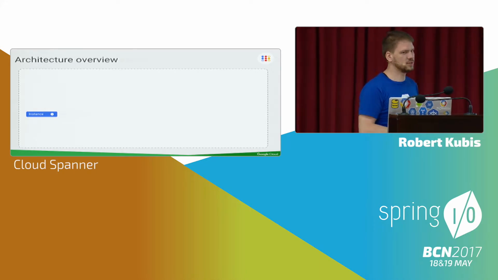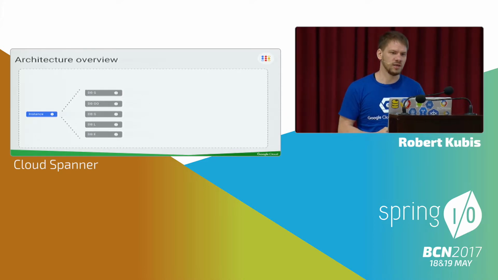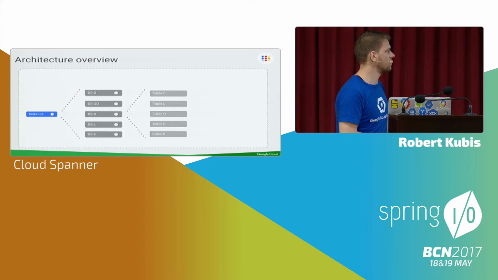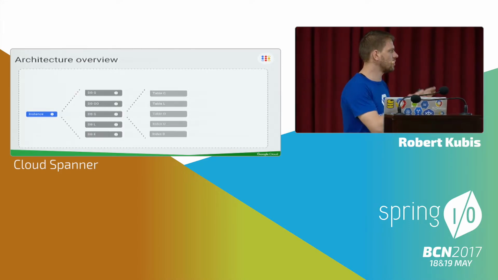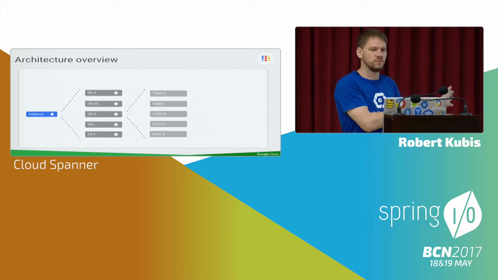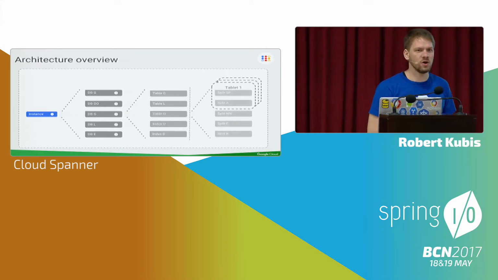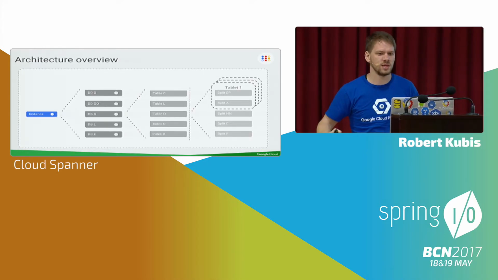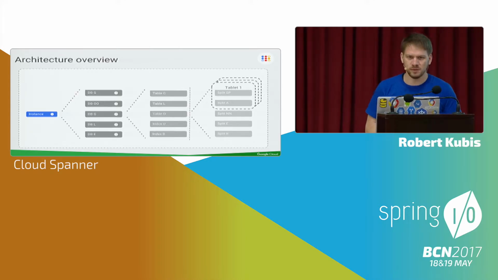First, we have the instance. An instance can have multiple databases, up to 100 databases, and then each database can have up to, I think, 1,000 tables. So these are the concepts that are exposed to the user, that you can actually deal with. Now we also have a concept behind that to enable horizontal scalability, and that is splits and tablets. Now, what is a split?